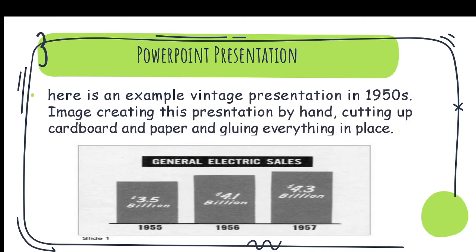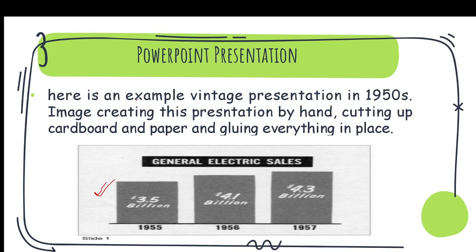Now if you look at this, this is like a graph, right, where you have the year and then you have the level. For example, General Electric sales. So this is the graph for General Electric sales. This is done by hand, right? You have to cut the paper, you have to glue it, you have to color it, then you have to write down all these things.